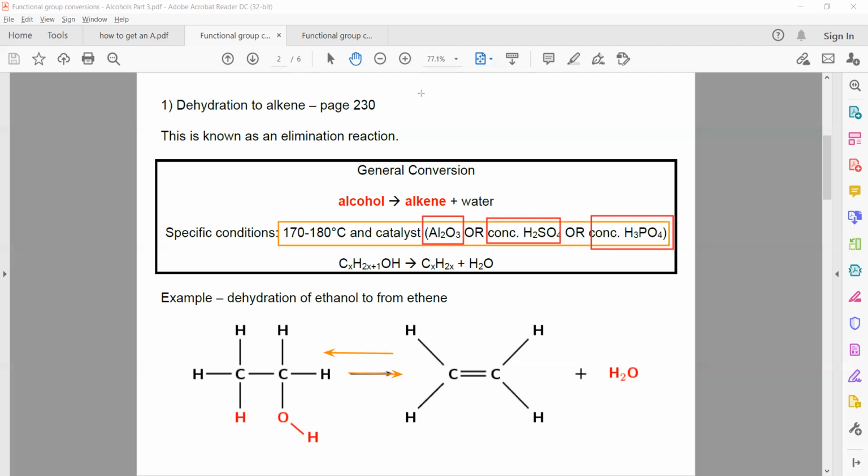Remember that a catalyst is something that speeds up a reaction. It doesn't take part in the reaction itself. So in other words, the HPO3 or the H2SO4 is not going to add to or subtract from the molecule. It's just going to help remove the water.